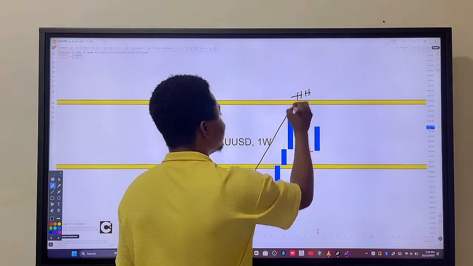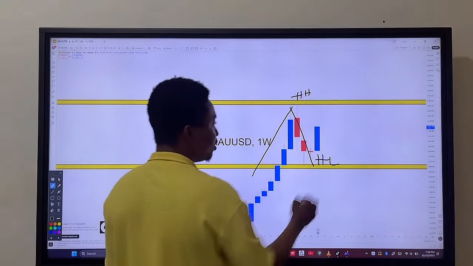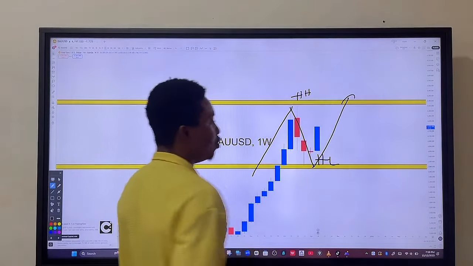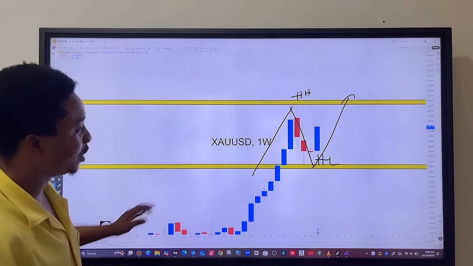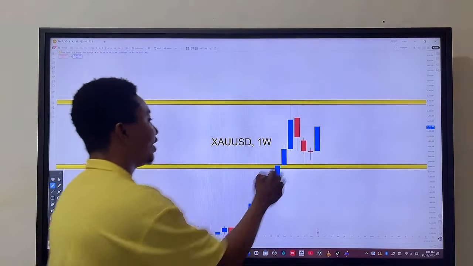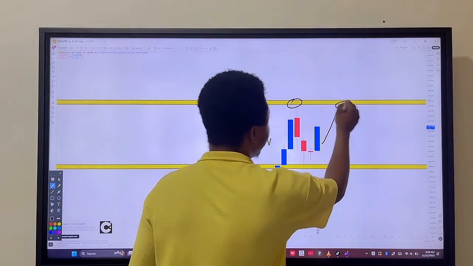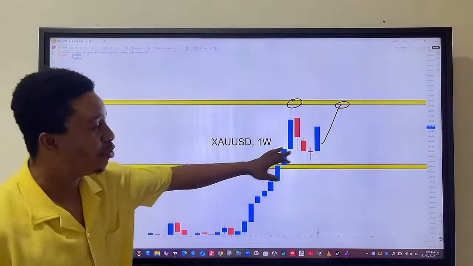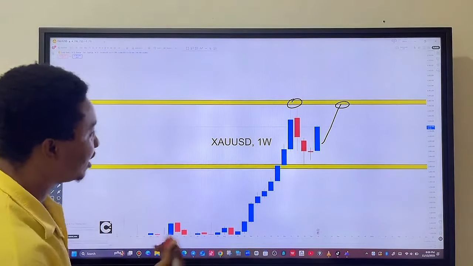Where should price go next? Continue the move all the way to the upside. So on the weekly time frame, we are expecting gold to hit this resistance level of sensitivity. But how do we pick our buy to the upside on gold? Let's consult the daily time frame for more clues.